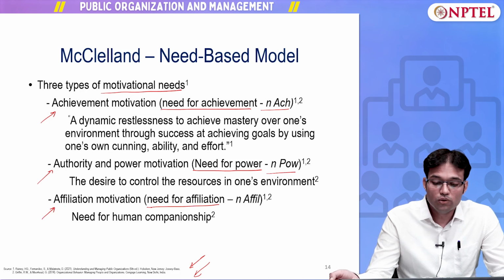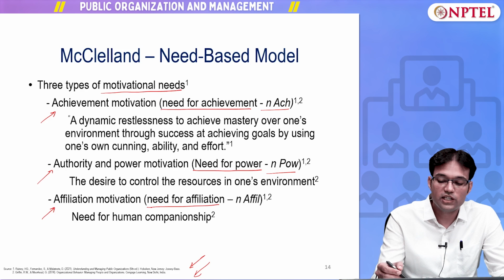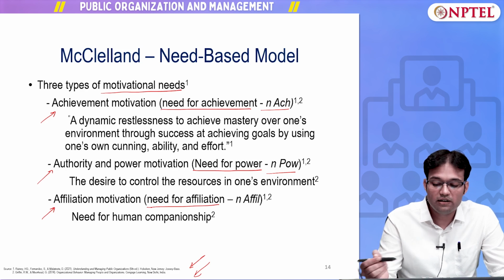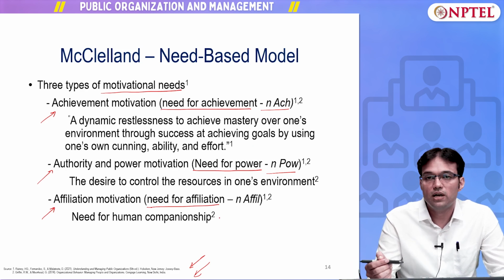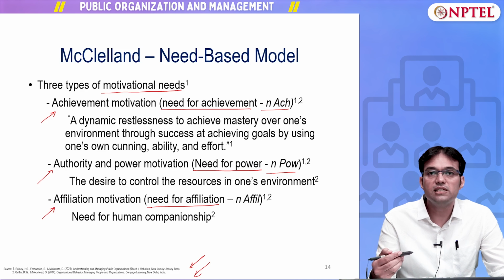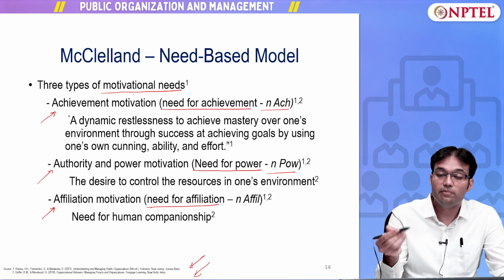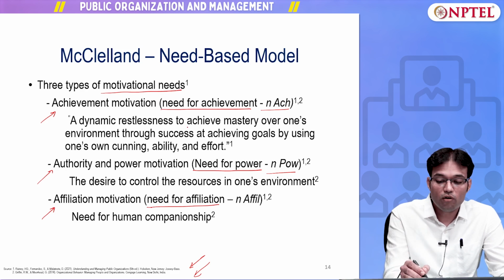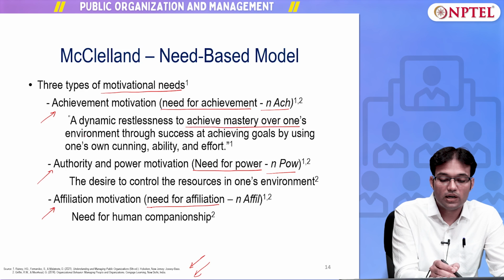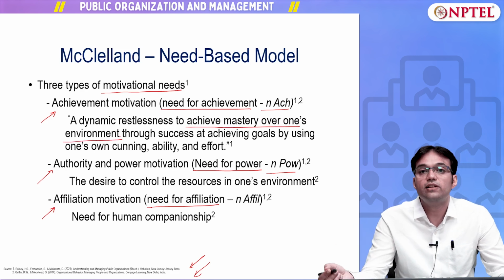Now, if you look into the achievement motivation, some people will have higher needs for achievement, some people will have higher need for power, and some people will look for affiliation. Now, if you look at the achievement motivation, what kind of tendencies will these people show? These people, you will see, are always dynamic. There is a dynamic restlessness in these individuals who are looking for achievement. There is a need for achievement. They want to achieve mastery over one's environment. They want to excel in everything that they do.